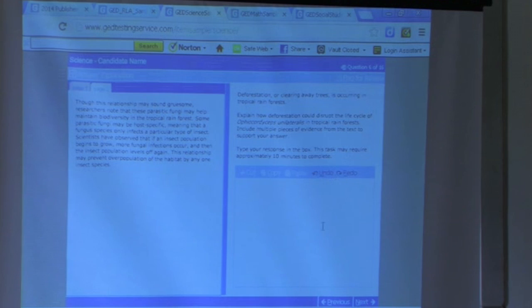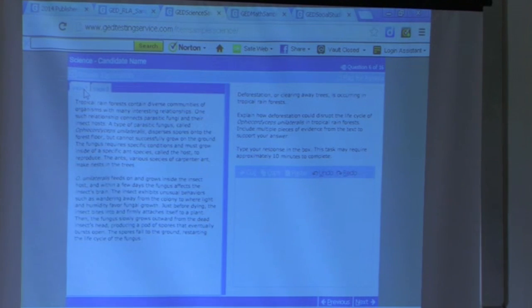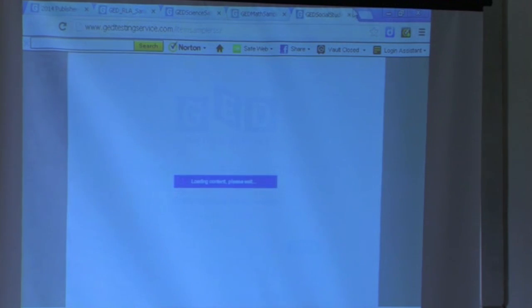Deforestation, or clearing away trees, is occurring in tropical rainforests. So again, explain how deforestation could disrupt the life cycle, and that's a little more recall or summarization. It's really like level 2 stuff. It's not as much creating an argument. And the GED Social Studies is pretty similar to what we've seen. I think we've talked about that a lot, and it's still loading, so never mind.